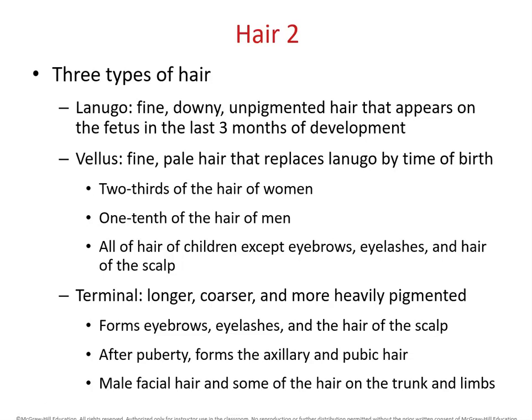In adult women, it makes up 2/3 of their hair. In adult men, only 1/10 of their hair. Children have only vellus except for their eyebrows, eyelashes, and the hair of their scalp.